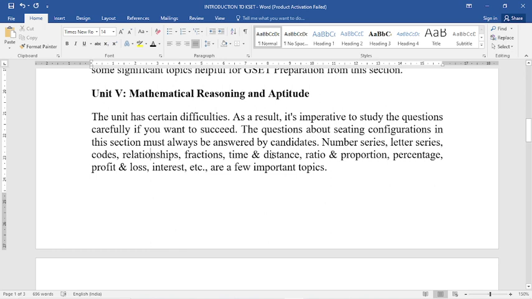Time and distance means train problems, like if any train is running at a speed of 40 km per hour, then how much time will it take to reach 80 kilometers, like that. And ratio and proportions, how much ratio, how much proportion of quantity.